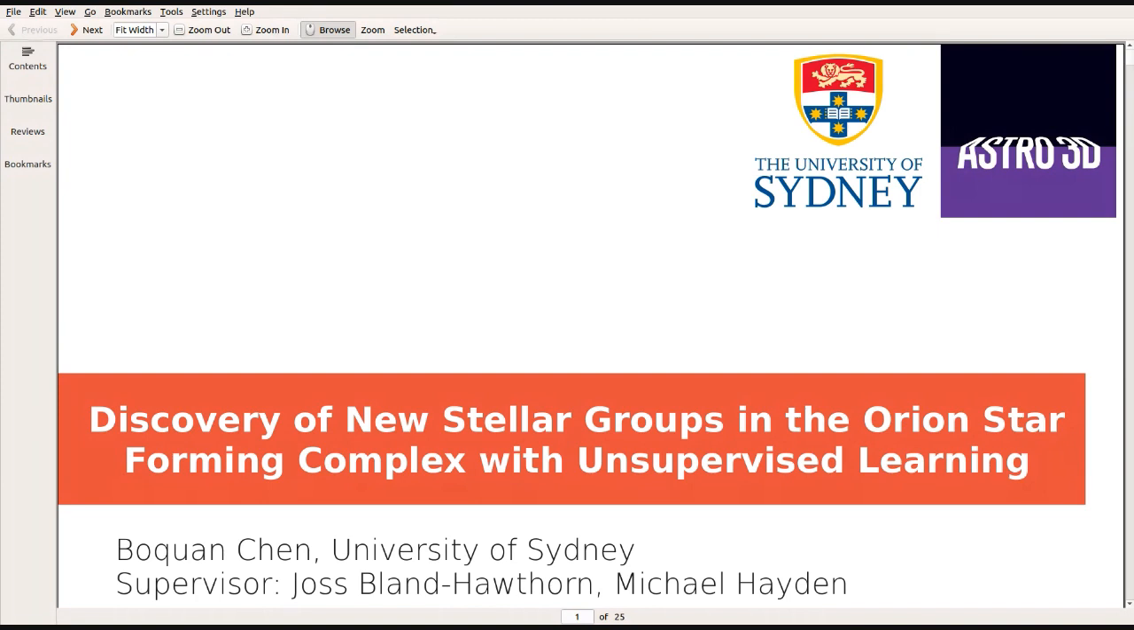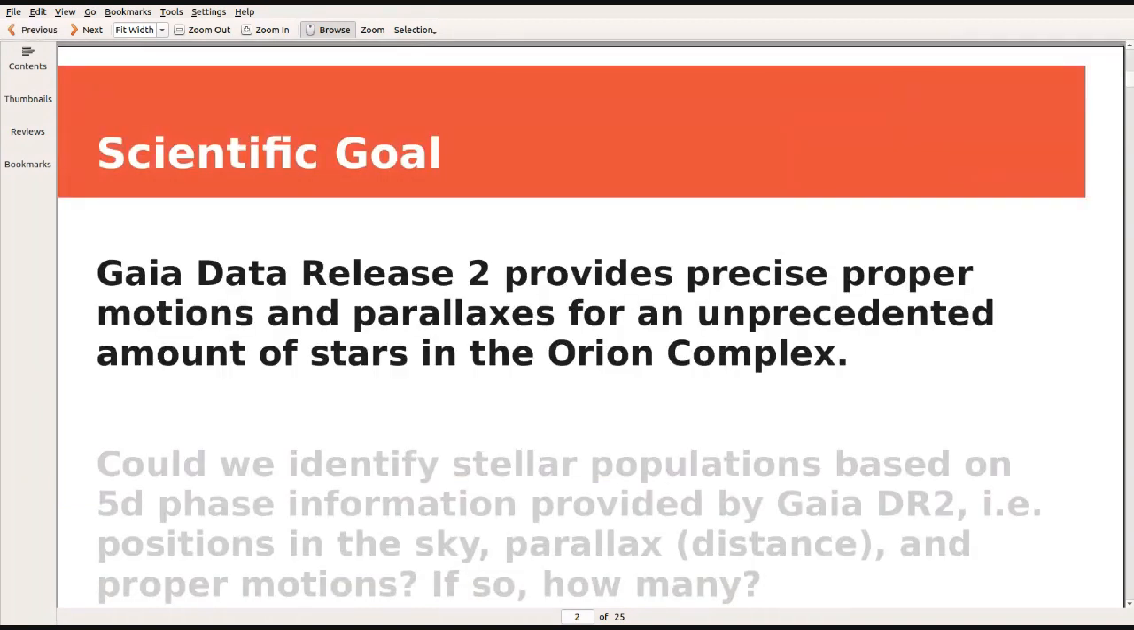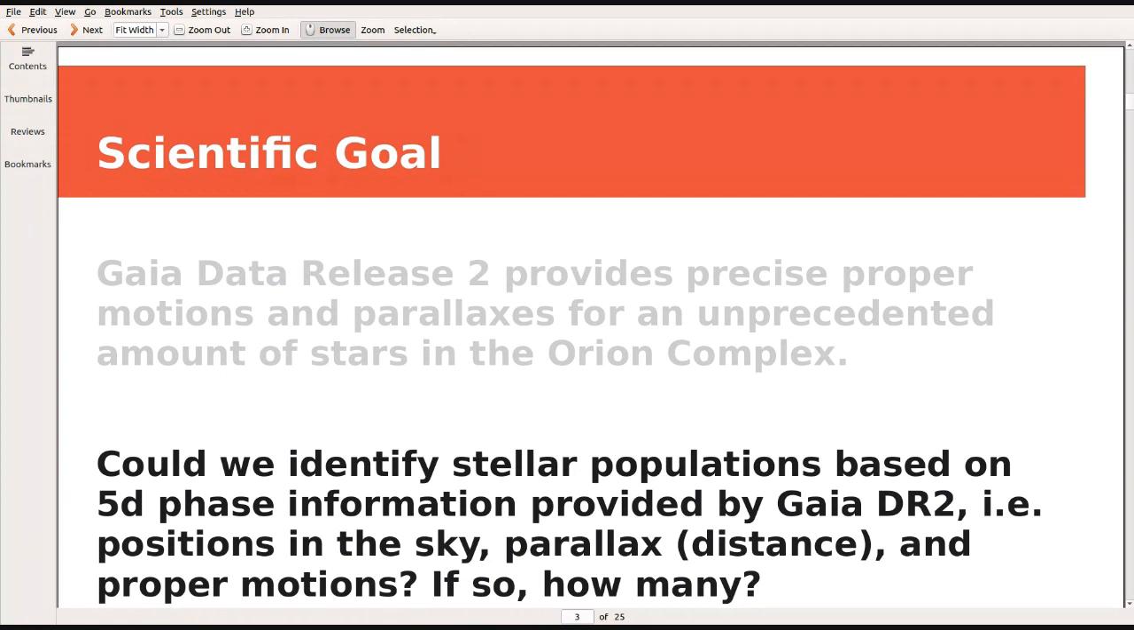Today we'll talk about discovering new stellar groups in the Orion star forming complex with unsupervised learning. So first, the goal here. Gaia DR2 has many more stars available in the Orion complex. So the question is, can we identify stellar populations, especially new ones, based on the 5D phase information provided by Gaia DR2? Which 5D are we talking about here? Position in the sky, RA and Dec, and parallax, and proper motions in both directions. There's a note here: we're not using radial velocity just because it's very limited.